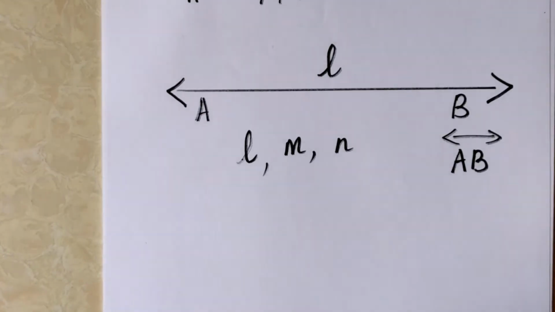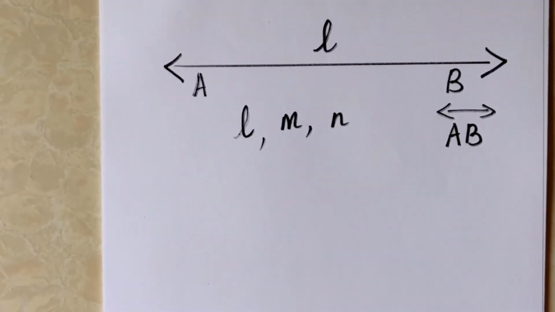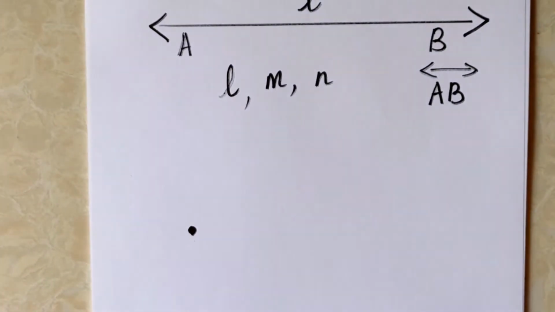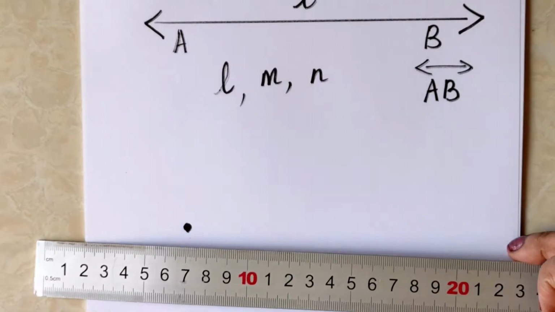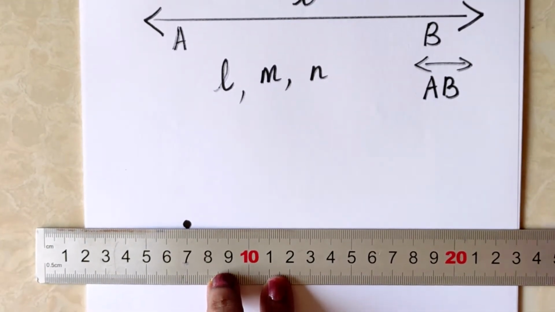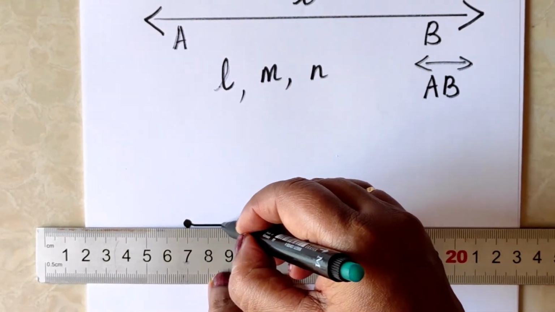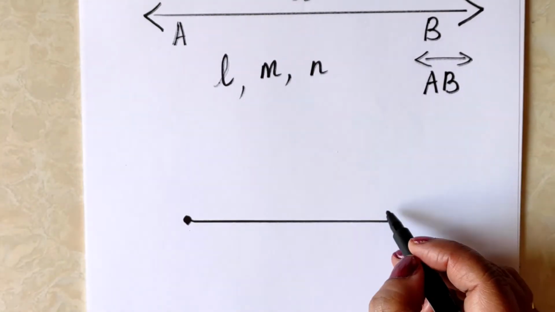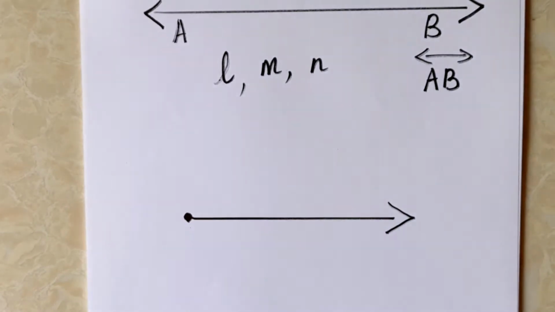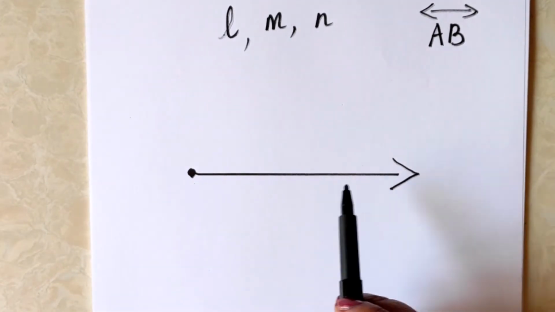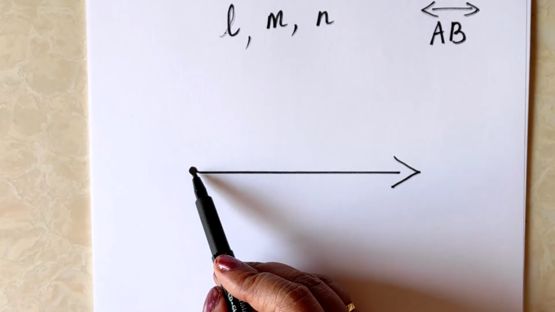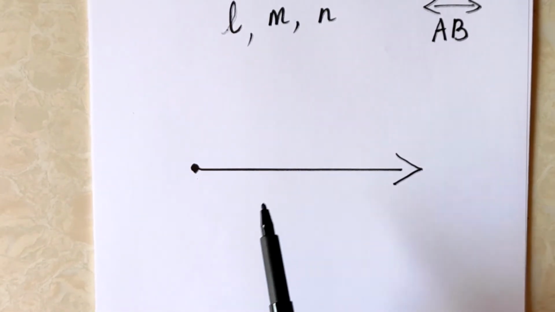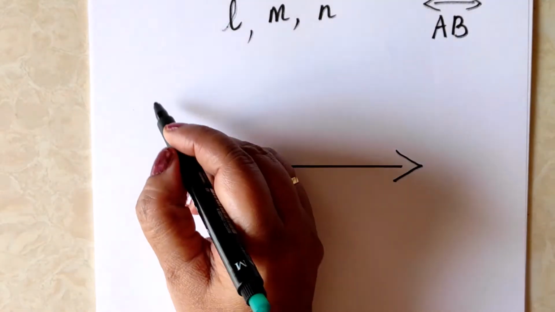All right. Now next comes ray. What do you mean by ray? Suppose I am taking one end point, or initial point, a starting point, and I use my scale to draw one straight line starting from this point. I am starting from this point, and here I am not stopping, but I make an arrow mark. That means it is extending in one direction, starting from one point and extending infinitely in one direction. So this is called a ray.